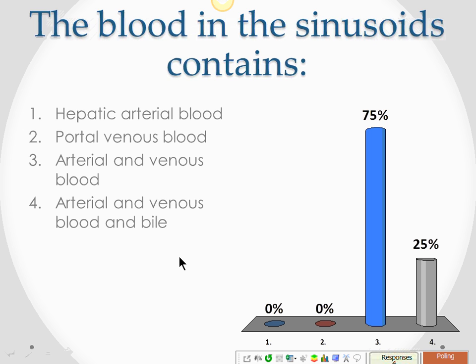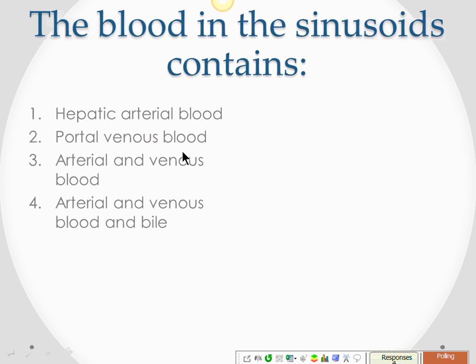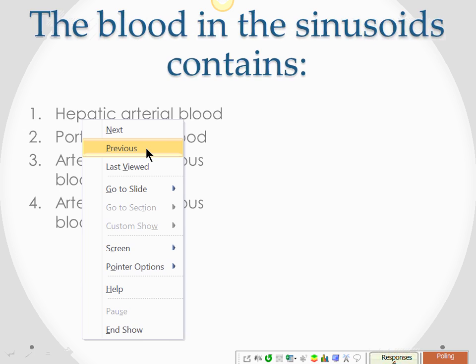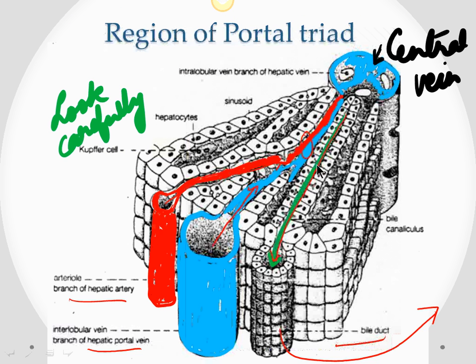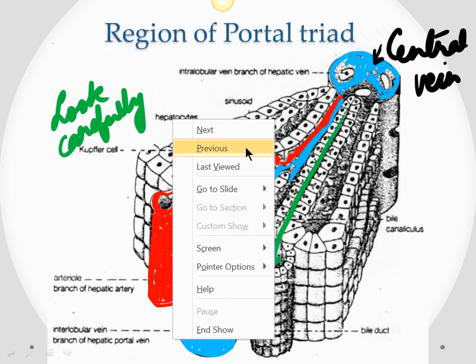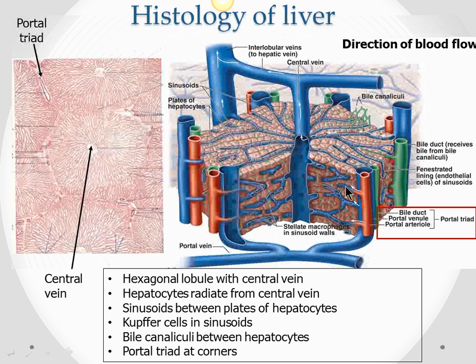Yes, it contains arterial and venous blood, not bile. See, you cannot mix bile with blood. Bile is something else. If you mix it, you'll contaminate it. Look at this. The bile is separate. See this? The bile is separate. Here they are together. Okay? Arterial and venous blood are together. See, notice this? Both arterial and venous blood are together.